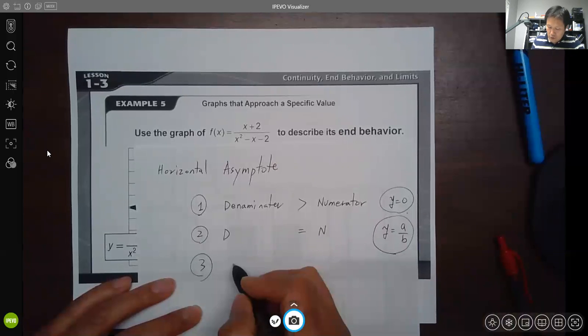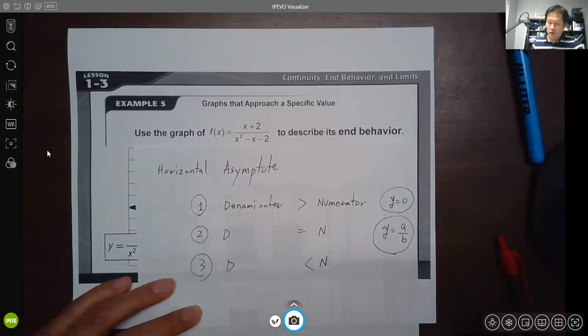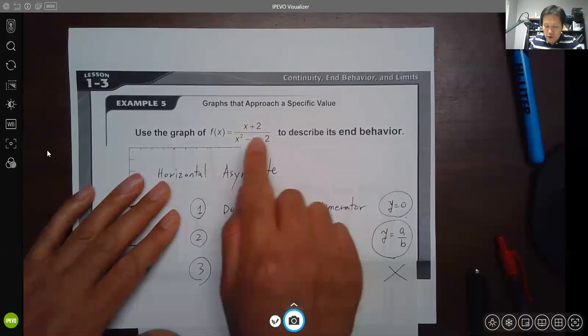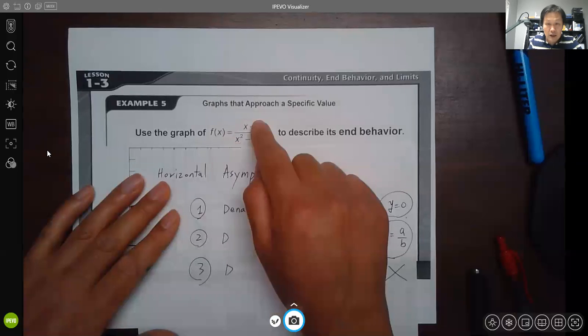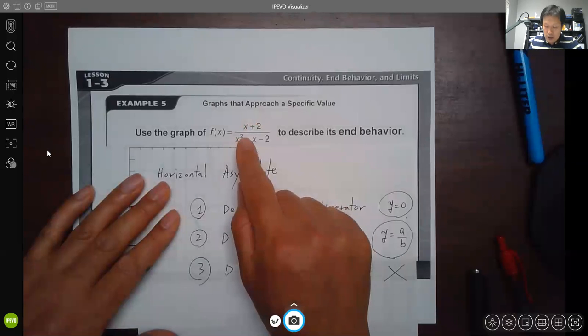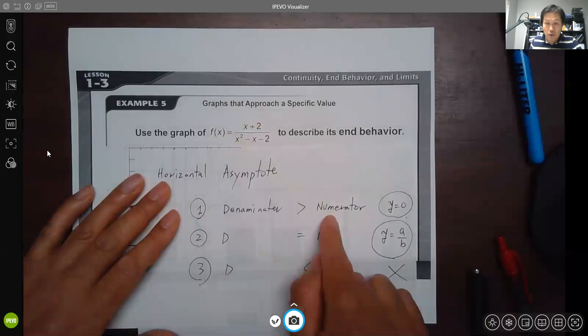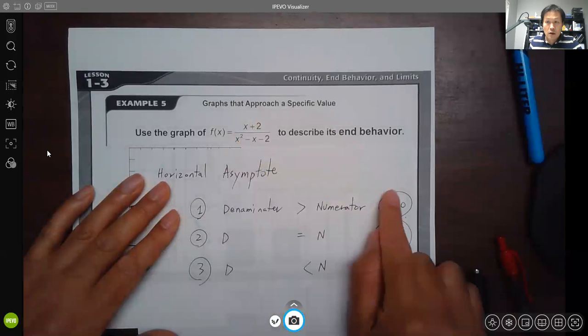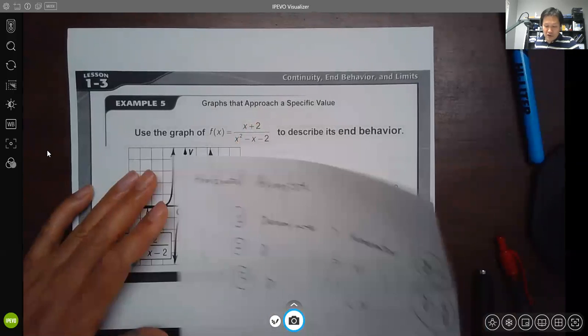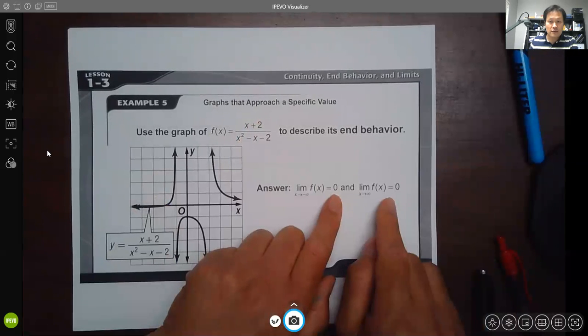Third case, what if the numerator has a higher power? There's no horizontal asymptote. So you might say, what does that have to do with our end behavior? If you look at the highest power of x on the numerator, it is 1. The highest power of x on the denominator is 2. The denominator has a higher power. What does that mean? Your horizontal asymptote will be 0. So the behavior left and right will approach 0.